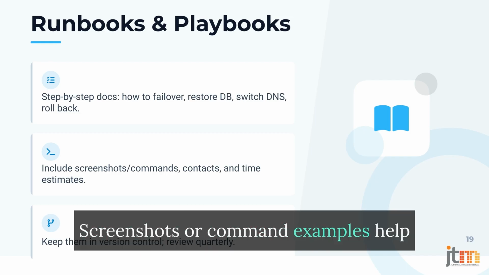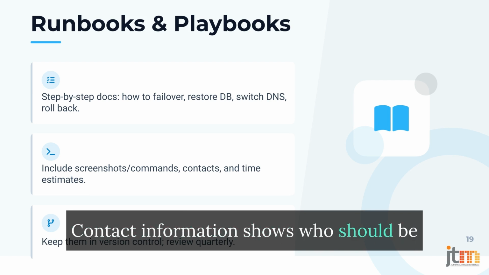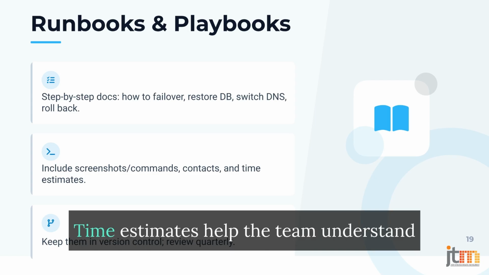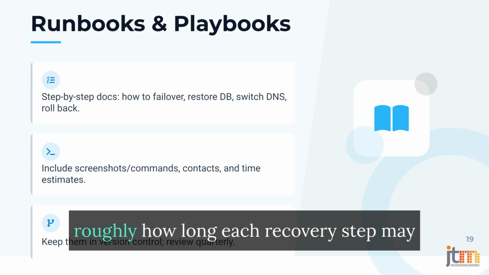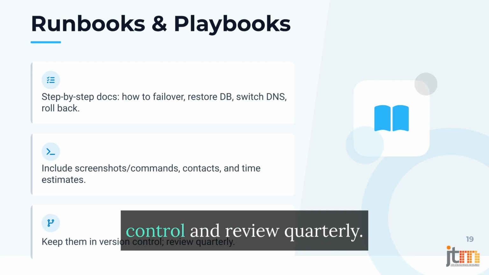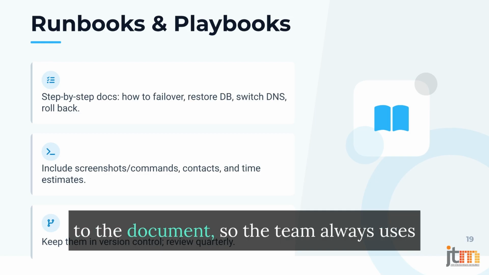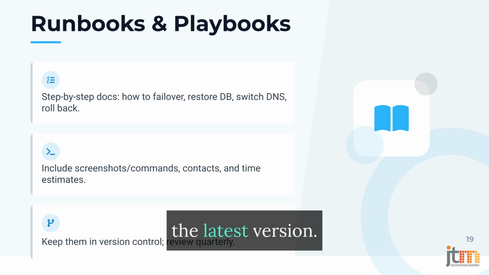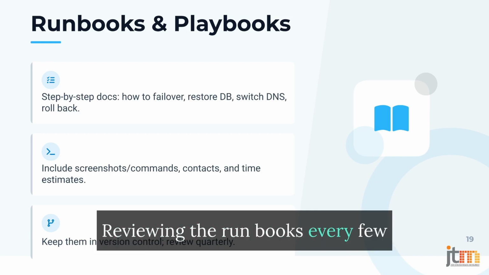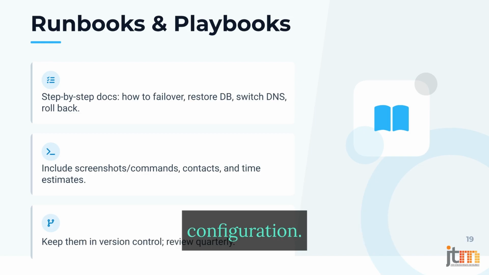These documents should also include screenshots or commands, contacts, and time estimates. Screenshots or command examples help engineers follow the instructions clearly. Contact information shows who should be called if help is needed. Time estimates help the team understand roughly how long each recovery step may take. They should also be kept in version control and reviewed quarterly. Version control records any changes made to the document, so the team always uses the latest version. Reviewing the runbooks every few months helps ensure the instructions still match the current cloud system configuration.